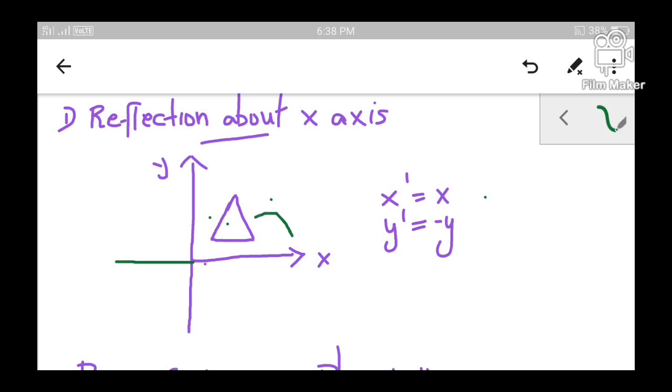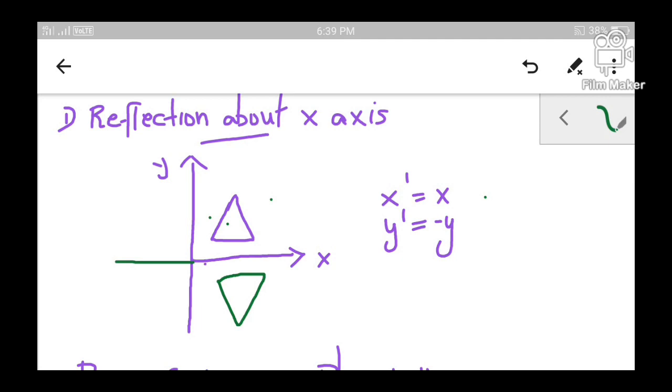When the object is reflected about the x-axis, this object will be rotated by 180 degrees about the x-axis. So a 180-degree rotation is obtained, and the rotated object, or the reflection of this object, is obtained in the fourth quadrant. I repeat, whenever you do reflection about the x-axis, you will get a 180-degree rotation of the object, and the reflected image will be obtained in the fourth quadrant, like this. Typically the original image is in the first quadrant and the reflected image is in the fourth quadrant.